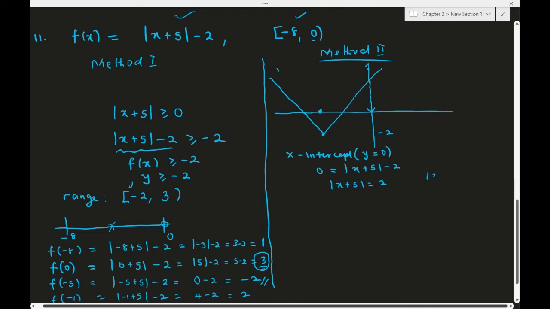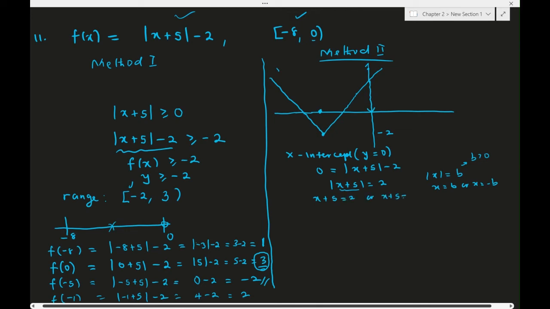Remember, anytime you have absolute value of x equals b, and this b is greater than 0, it means that x equals b or x equals minus b. So we'll use the same here. See all of this as your x. So it means that x plus 5 equals 2 or x plus 5 equals minus 2. So let's remove this from here.